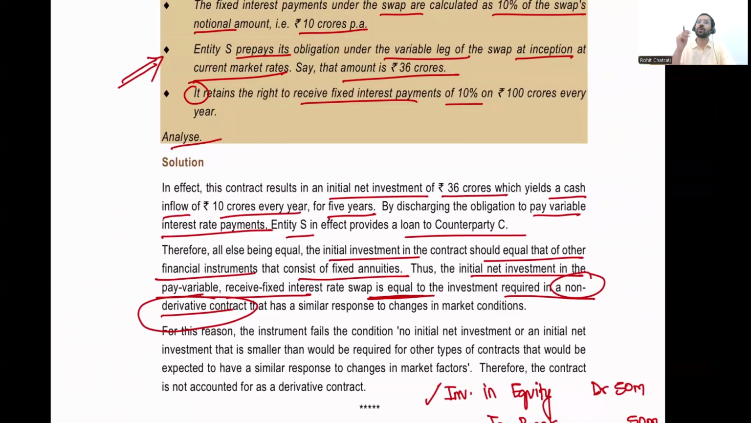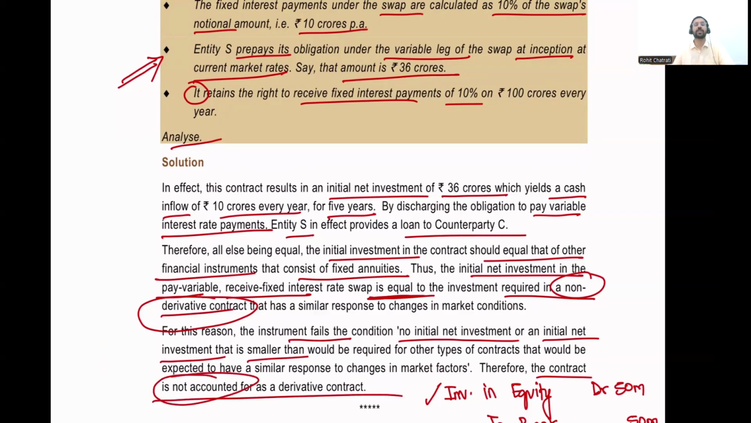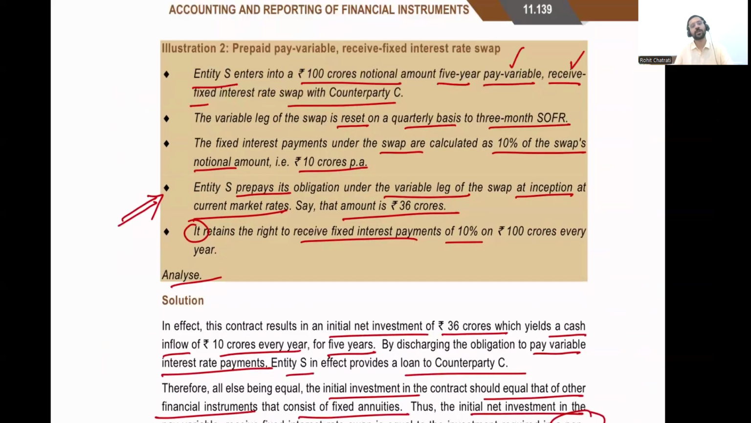The cash outflow under the swap would actually be equal to the cash outflow for you to purchase a fixed annuity of 10 crores for the next 5 years. For this reason, the instrument fails the condition of no initial investment or initial net investment that is smaller, and therefore this contract is not accounted for as a derivative contract. This contract will not be accounted for as a derivative contract. Instead, it will be accounted for as a purchase of annuity. With that, we are done with illustration number 2 as well.